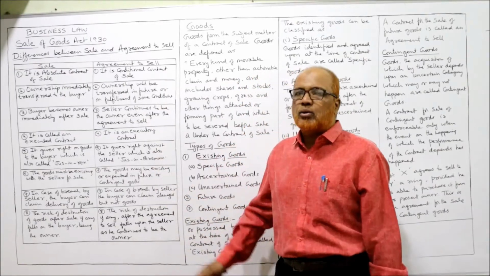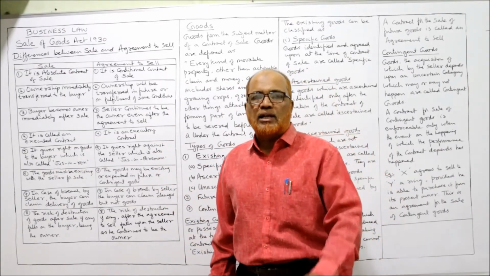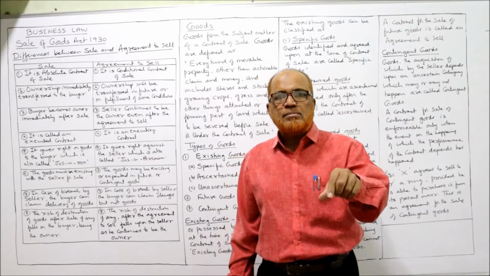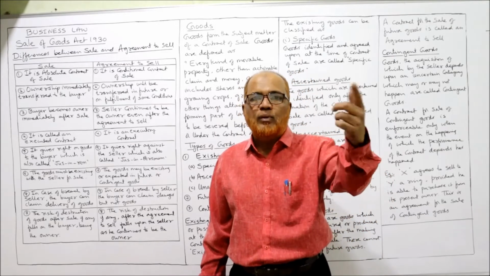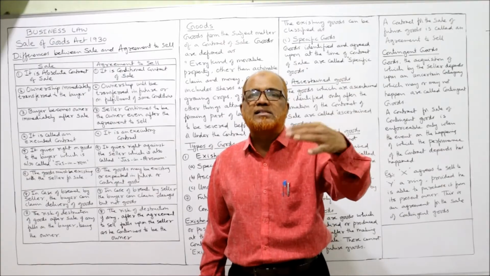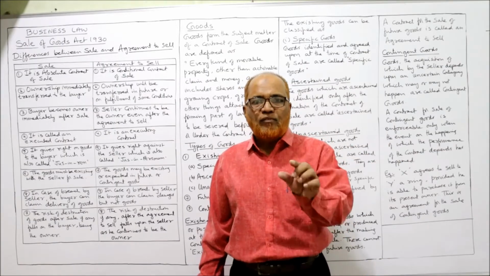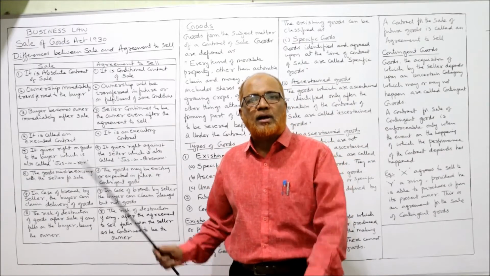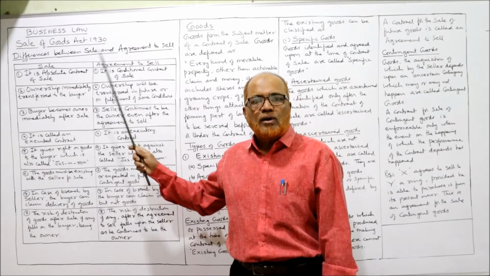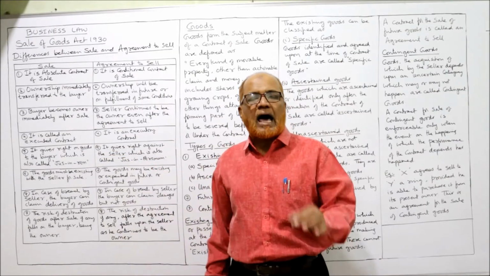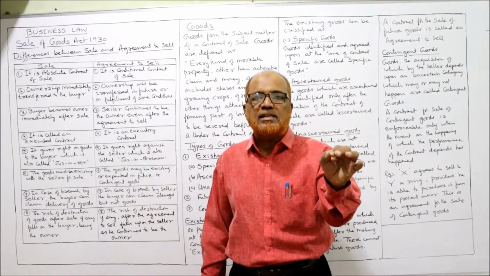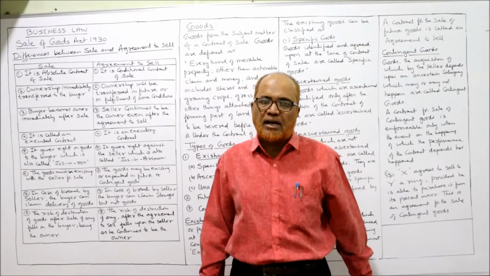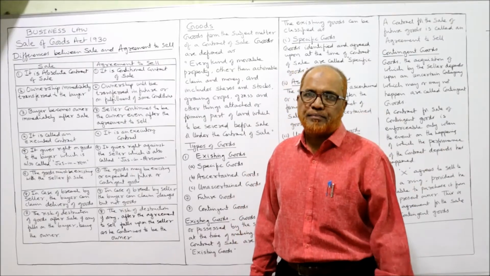Now what do you mean by agreement to sell? It is a conditional sale. Agreement is made now, but the sale will be completed on a future date or on fulfilling some conditions. That's why it is called a conditional sale. So first difference, sale is an absolute sale and agreement to sell is a conditional sale, which depends on some condition or on a future date.